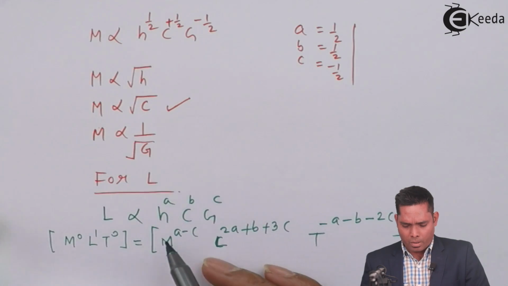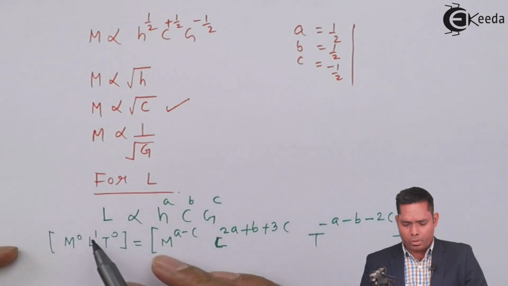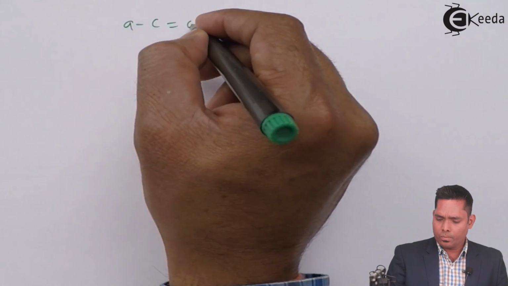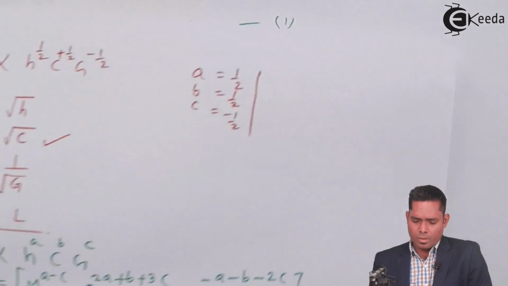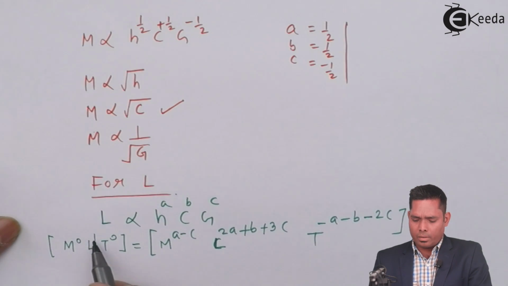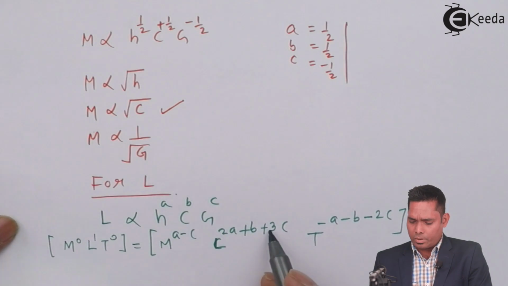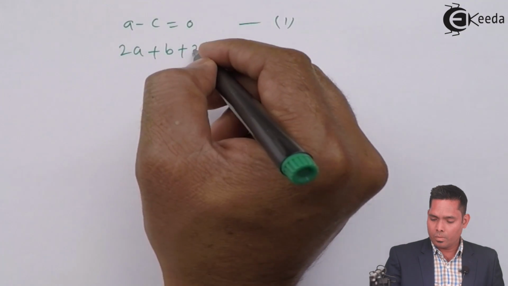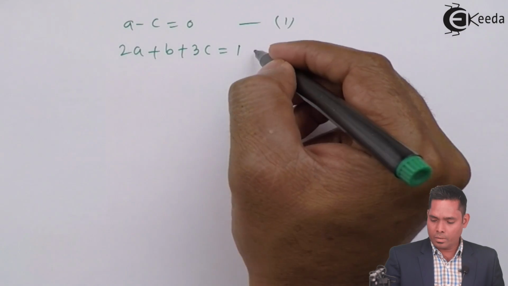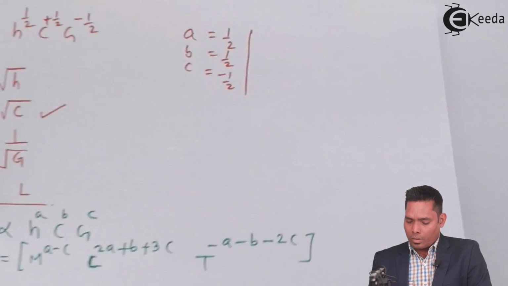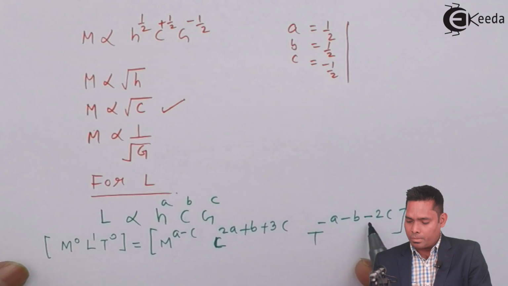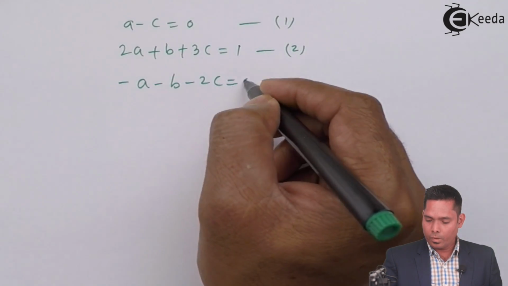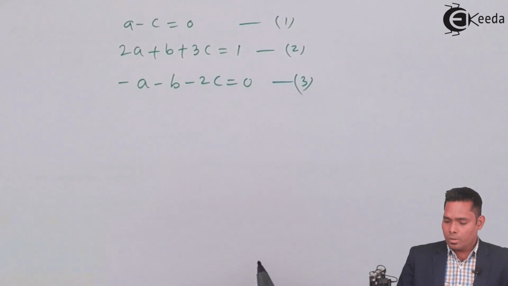I will equate the powers of corresponding quantities. M to the power 0 and M to the power a minus c, so a minus c is 0. This is one equation. L to the power 1 and L to the power this, so 2a plus b plus 3c is equal to 1. The power of T: minus a minus b minus 2c is 0. This is the third equation.